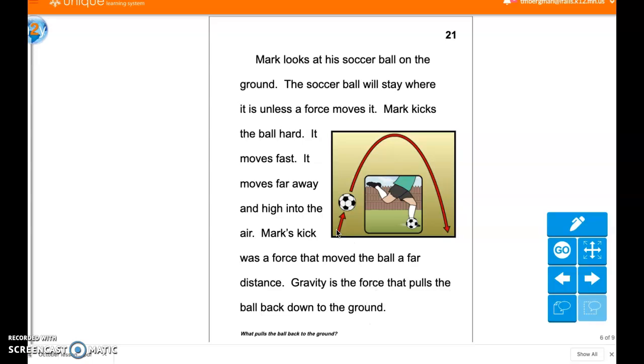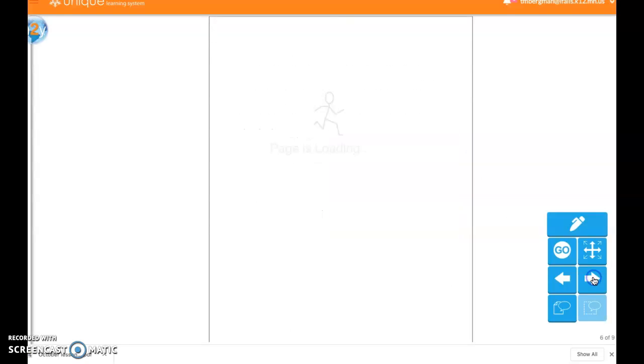So see, he kicked it and then it went up and back down. So what pulls the ball back to the ground? The gravity. Nice. And what is it called? What did he use that made it move? Force. Yes. So with his foot, he used force to kick the ball.